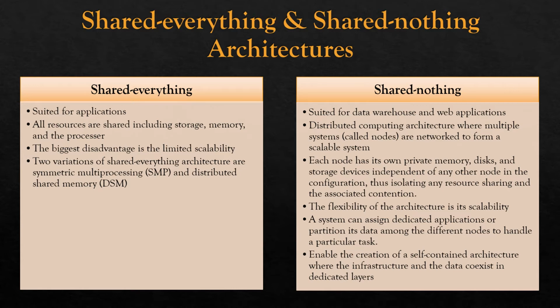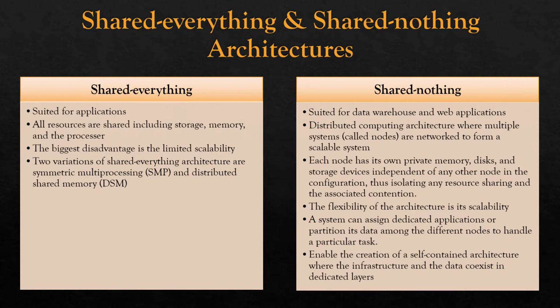There are two popular data processing infrastructure architectures. Here, I'm going to explain the first one, shared everything, and the second one, shared nothing. We start with shared everything, which is the architecture suited for applications, meanwhile shared nothing is suited for the data warehouse and web application. I'm going to explain shared nothing later on. We just focus on shared everything first.